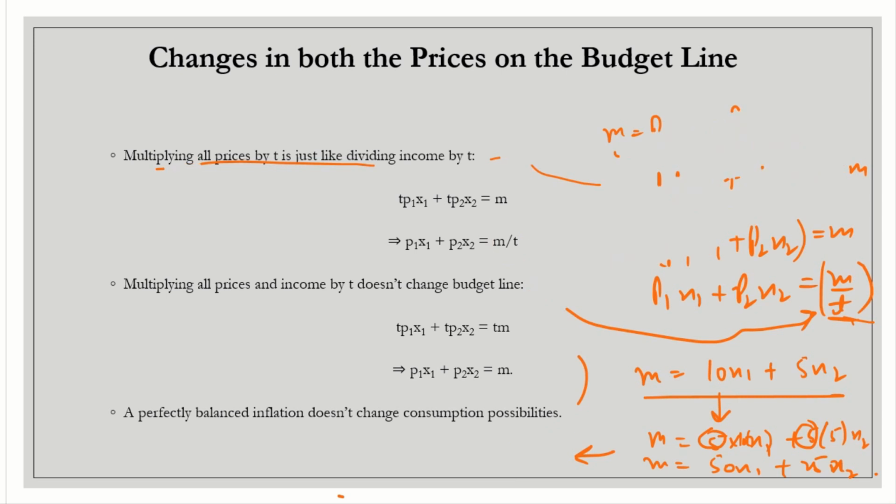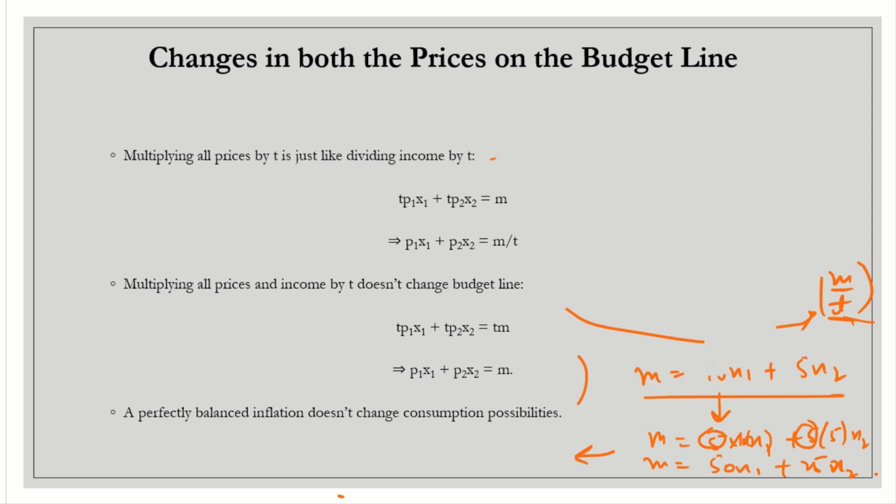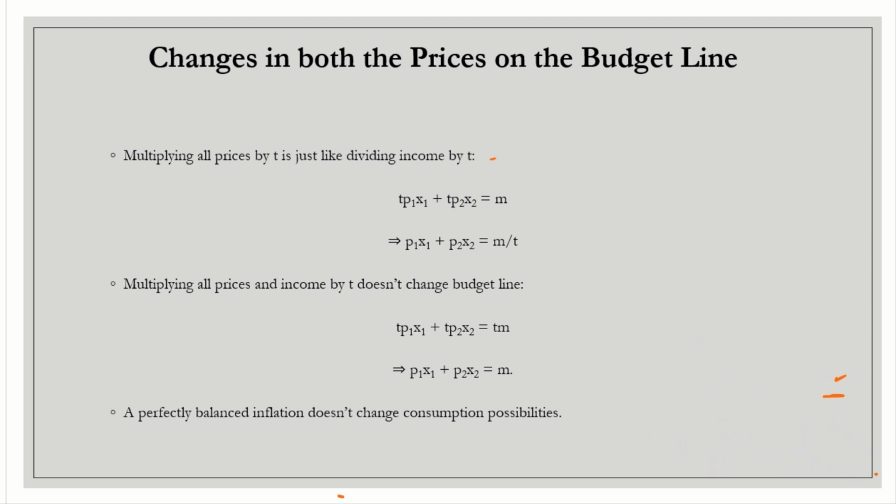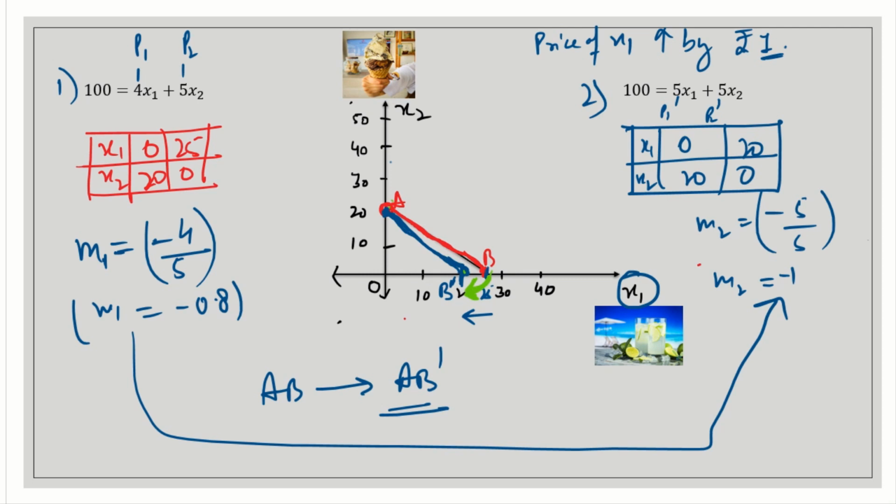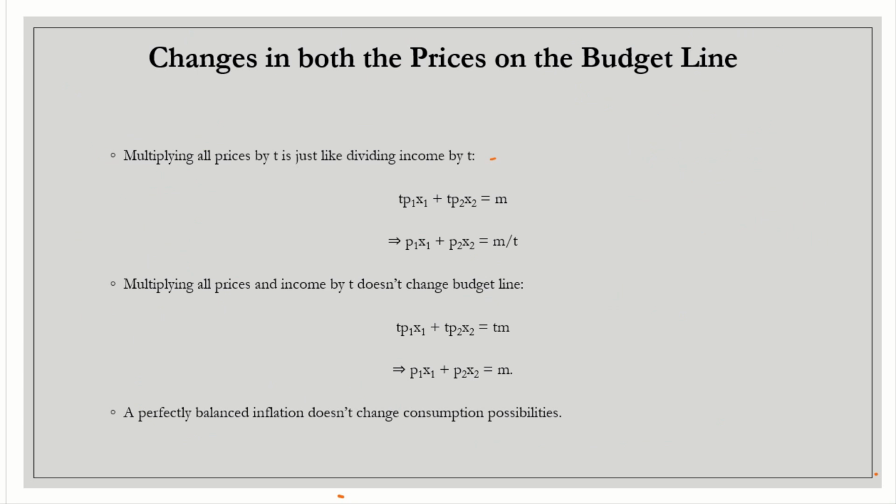Now what it is saying is, what happens if we multiply all prices and income by T? What will happen to the budget line? Because in the previous case which I just discussed, you observe that it's as simple as dividing M by T. So if your M is going to get divided by T, I'm just taking the case for this one. Your initial equation was, for example, 100 is equal to 5x1 plus 10x2. This was the initial equation.